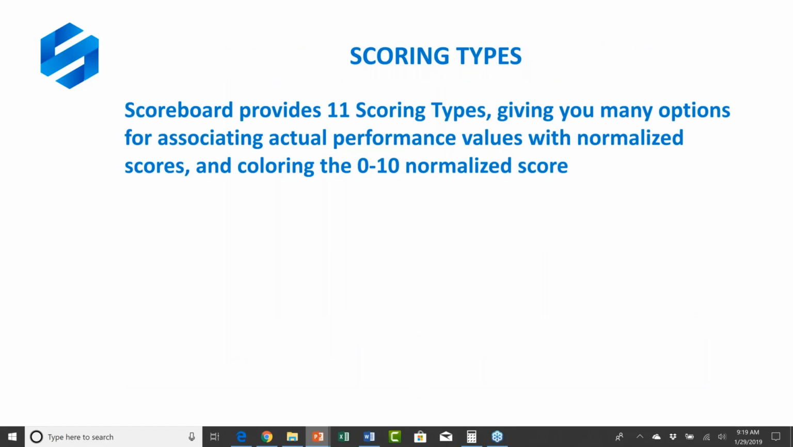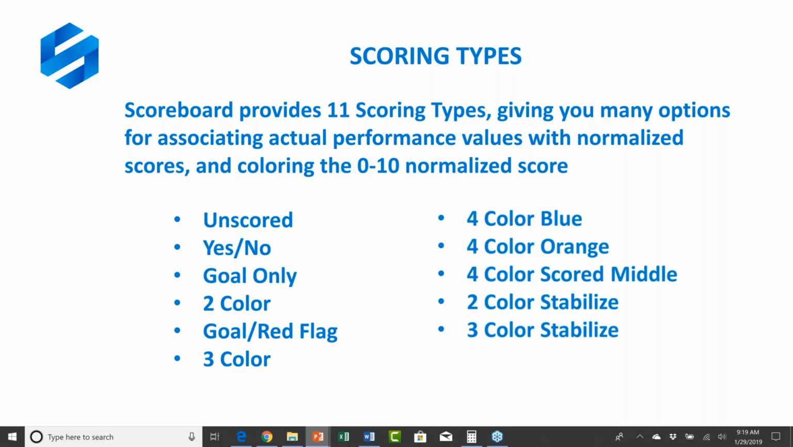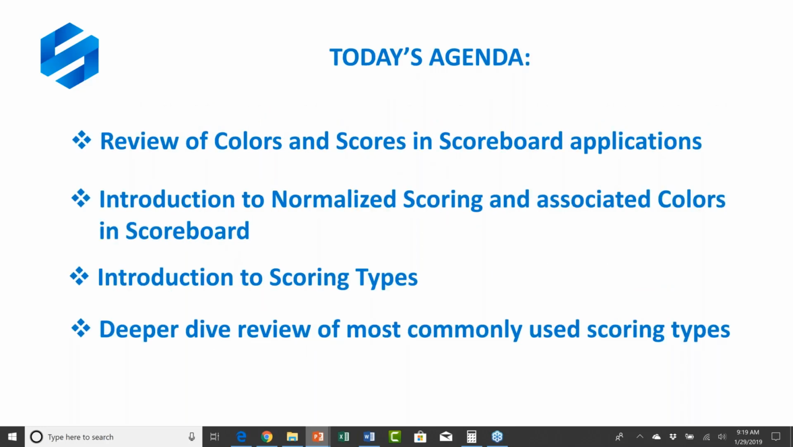Okay, so scoring types. Scoreboard gives you the opportunity to take advantage of up to 11 different scoring types, giving you many options for associating your actual performance with your normalized score and the coloring from that normalized score. Here they all are. I'm not going to read them at you. We're not going to take the time today to cover all 11 of these various scoring types, and instead what we'll do is focus our attention as we move forward into a deeper dive review of the most commonly used scoring types.